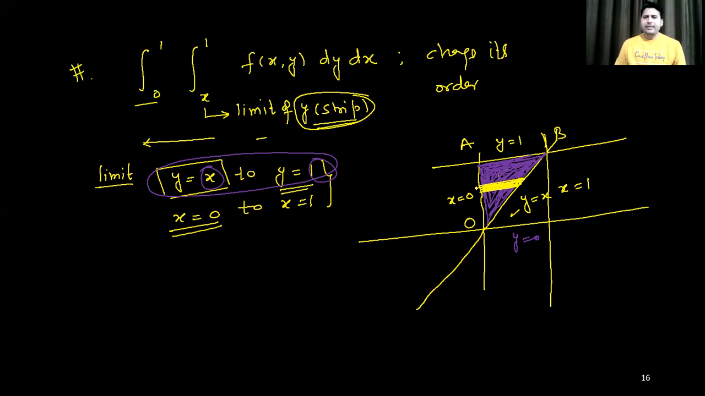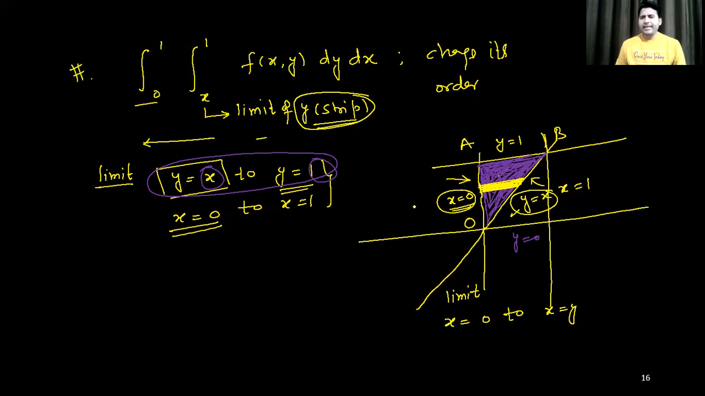Now find the limits. In the previous two lectures we discussed how to find the limits from the region. I am using the same concept. So the strip starts on this curve and terminates on this curve. What is the value of x over here? 0. What is the value of x over here? y. So the limit of x will be x equal to 0 to x equal to y. This is the new limit of x.